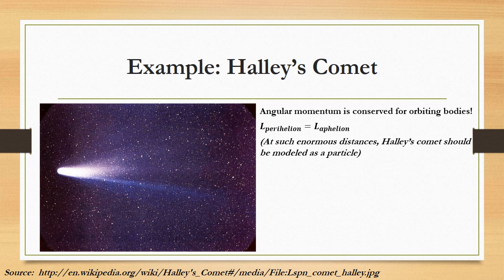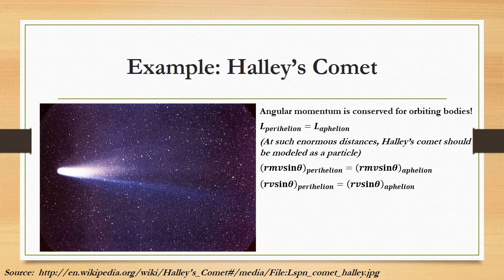So using the formula we introduced a few slides back, r m v sine theta equals r m v sine theta at these two moments. M is going to cancel out, and theta is the angle between the radial direction, or towards the sun, towards the force, and therefore the acceleration, and the velocity, and that's a 90-degree angle, or very, very close to it. And so sine of 90 is 1. We can drop out those sine thetas on both sides, and we say r v at perihelion equals r v at aphelion.